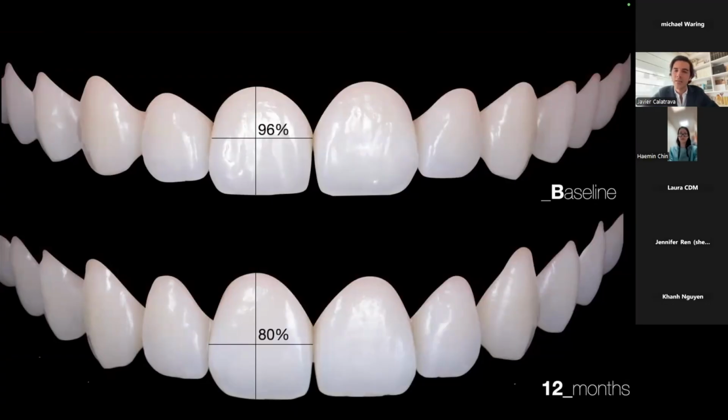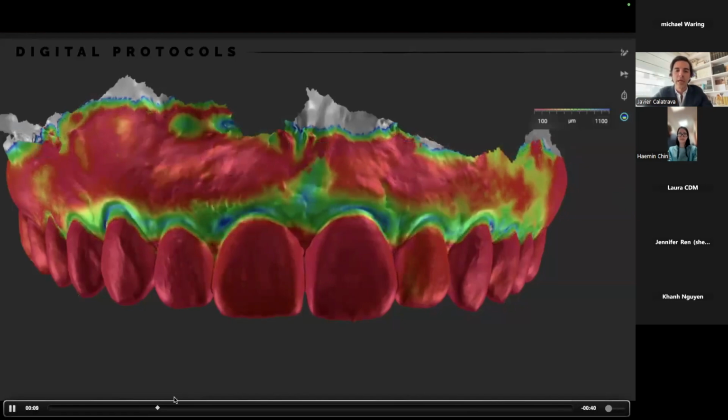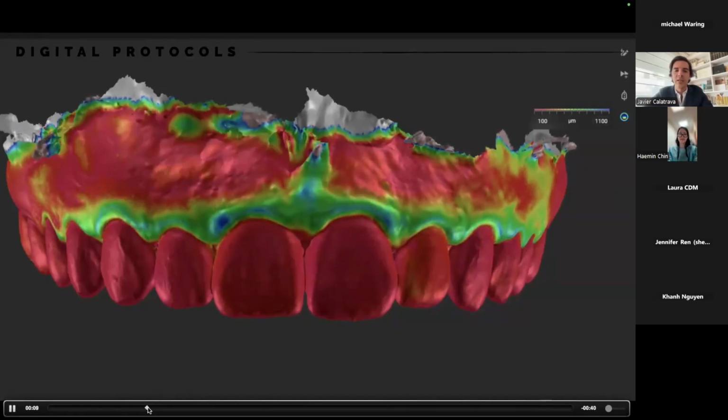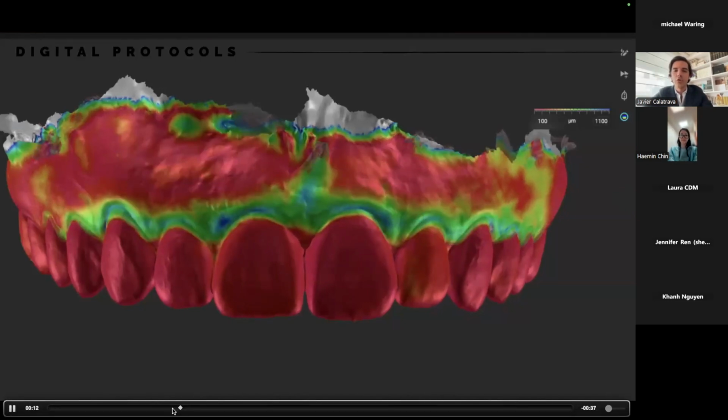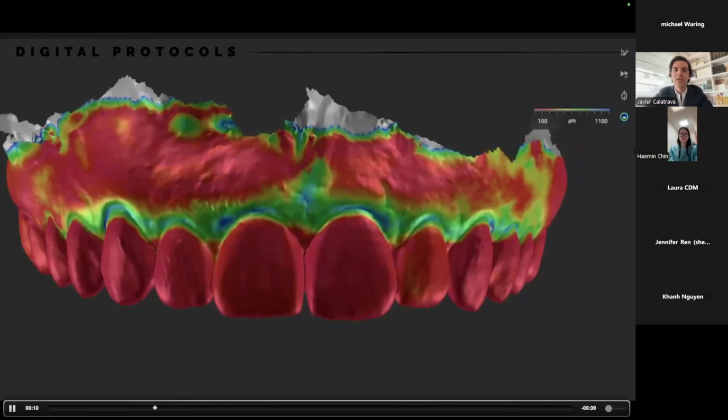And like I said, digital technologies also allow us to check our results and be very critical with our results. And this is a heat map showing the change between the two different intraoral scans. This is between baseline and 3 months, okay? So look at that change, how we've lengthened the teeth significantly to the level of the CEJ.